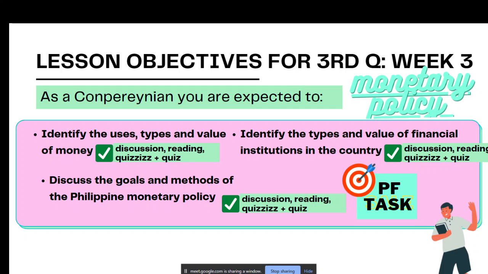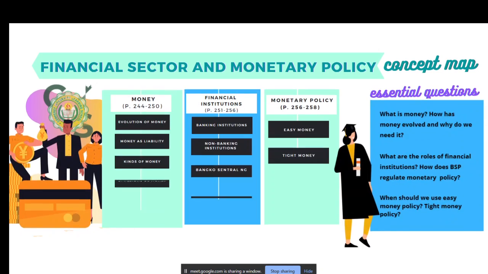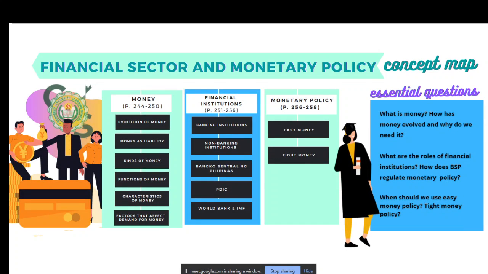And then with regards to your performance task, you can choose any of the topics here. So you could talk about money in your infographic. You could also detail the financial institutions in the country if you want to, or you could also discuss the two types of monetary policy that the Philippines has. And so, makikita natin, diba, that these are the main goals that we will have for this week. And for now, eto yung ating concept map. So, eto yung discussion natin.